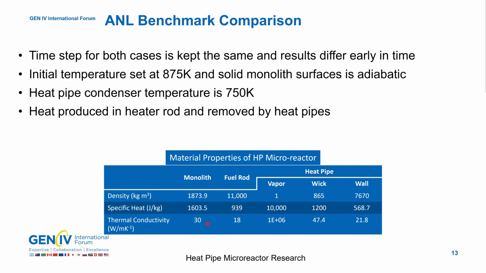And in this table, we list a bunch of thermal properties, including the density, specific heat, and thermal conductivity for the three parts of the system, monolith, fuel rods, and the heat pipe, and the three components of the heat pipe, including the coolant, the wick, and the wall.